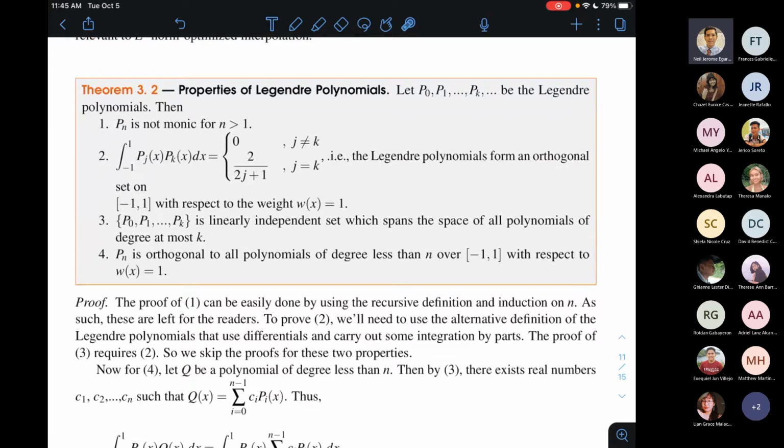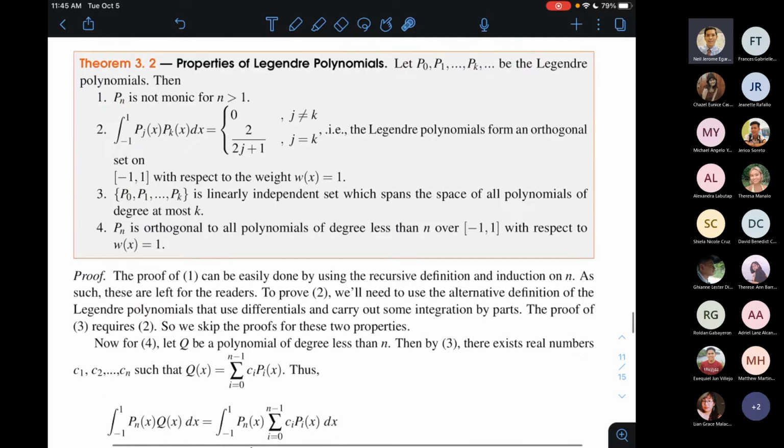Okay. Now we let P_0, P_1, and so on be the Legendre polynomials. Okay, they are the class of Legendre polynomials. And here are some properties. Number one, P_n is not monic for n greater than 1. Meaning when n is greater than 1, the Legendre polynomial has a leading coefficient not equal to 1.